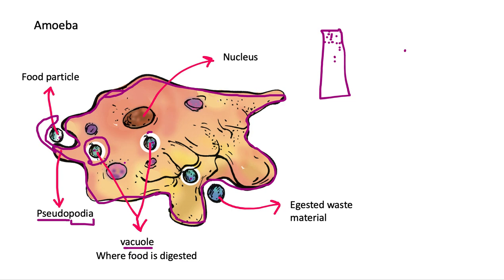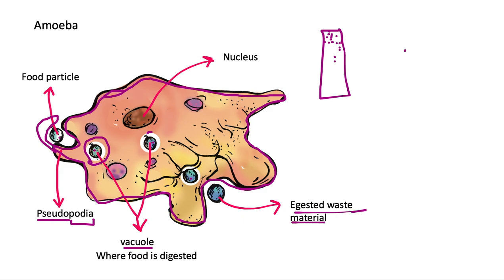The undigested residue, as I told you, a little bit of the food is wasted because there are no more nutrients left in it. So that waste material is expelled from the amoeba by the vacuole. So the vacuole moves out like that.